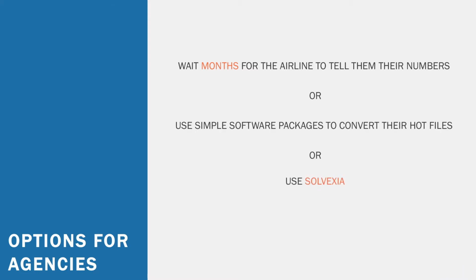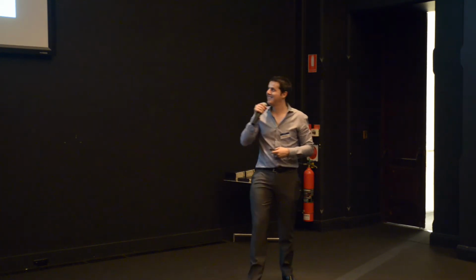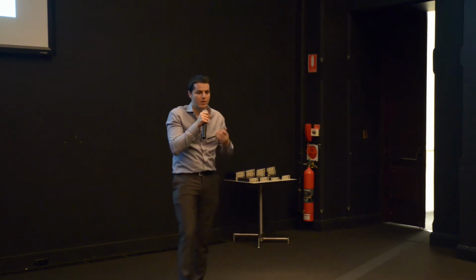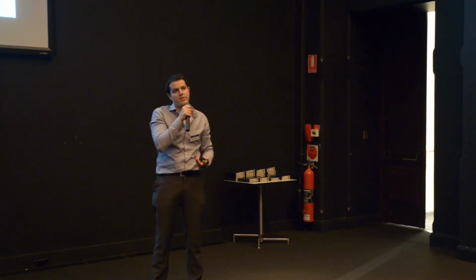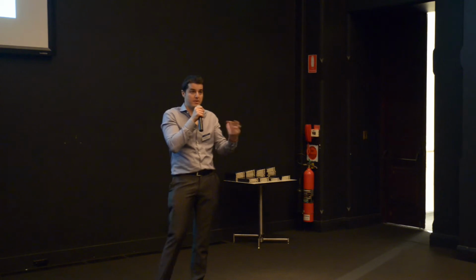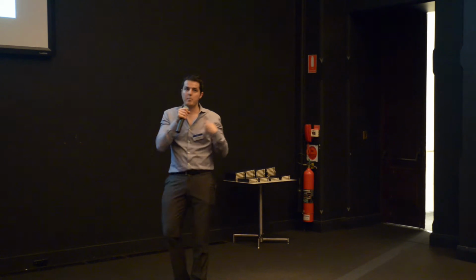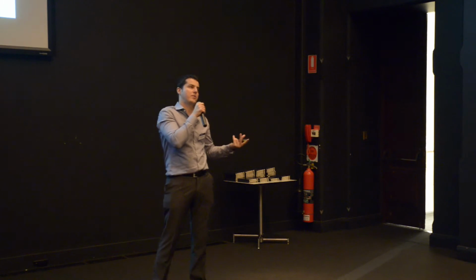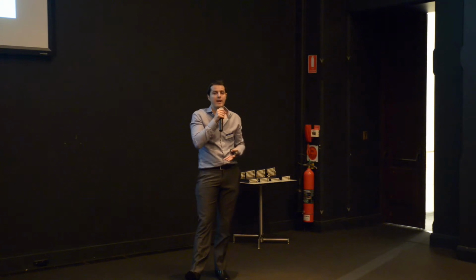The other option, I'll skip over the second one, is to use Solvexia. So we're not biased. And in short, what we do is we take those files, those hot files, and we've actually built a step type in the system that converts them into flat file format. We process that information. We break the revenue down to the individual segments. So we'll take that $2,000 and we'll actually allocate it out.